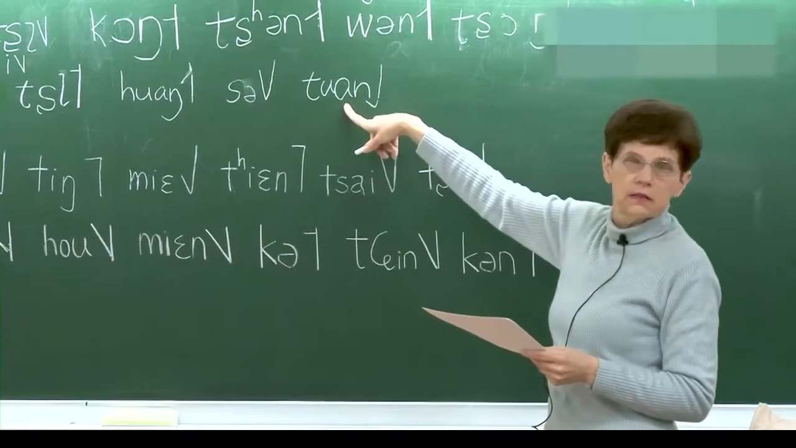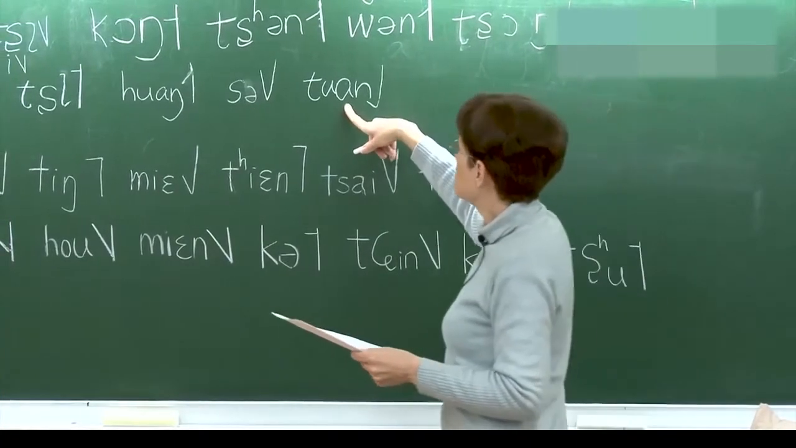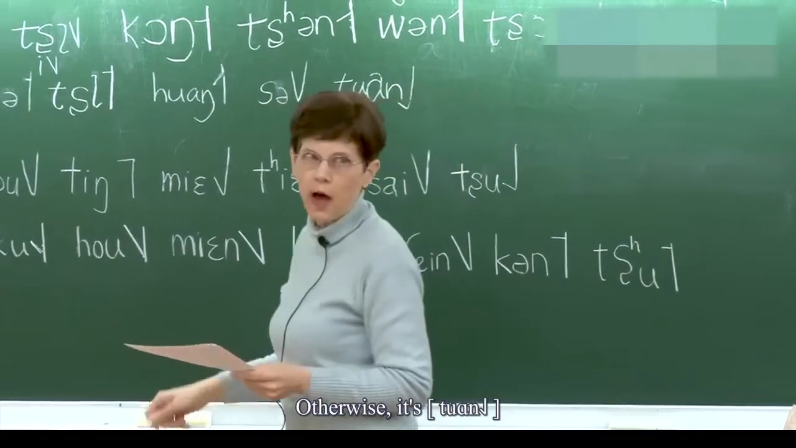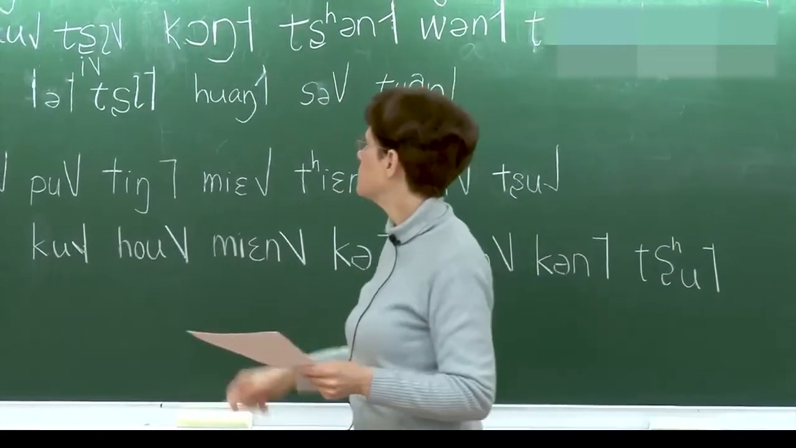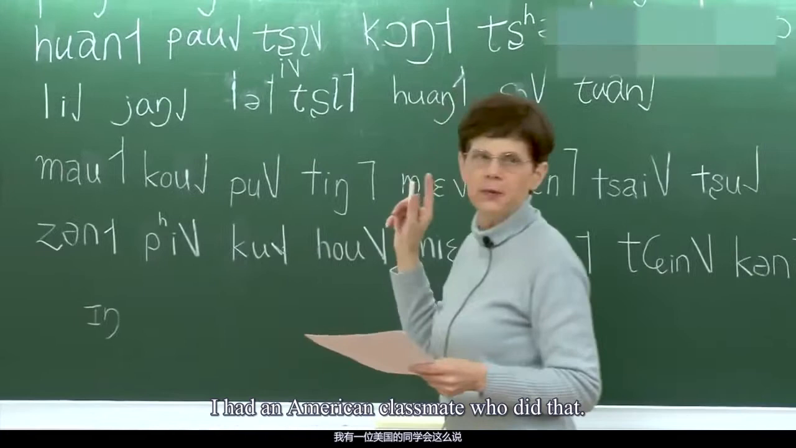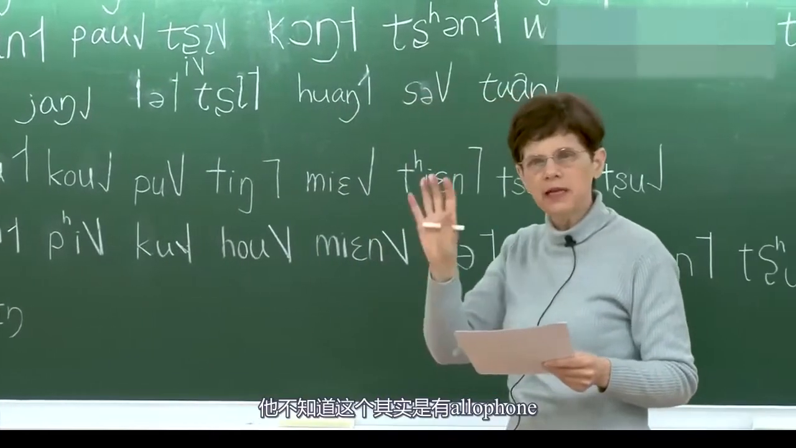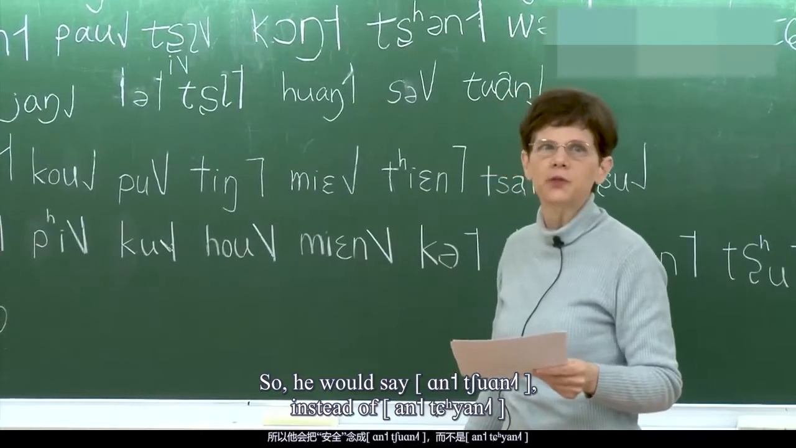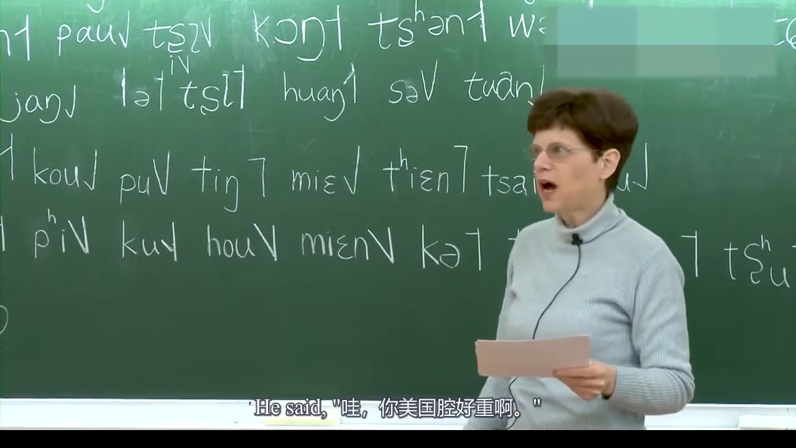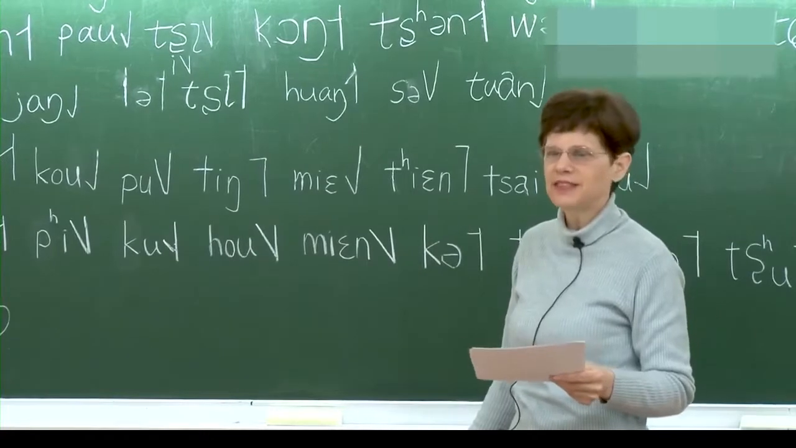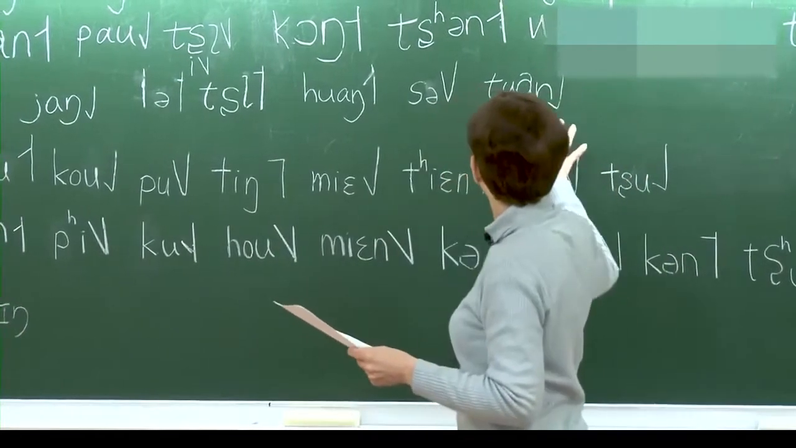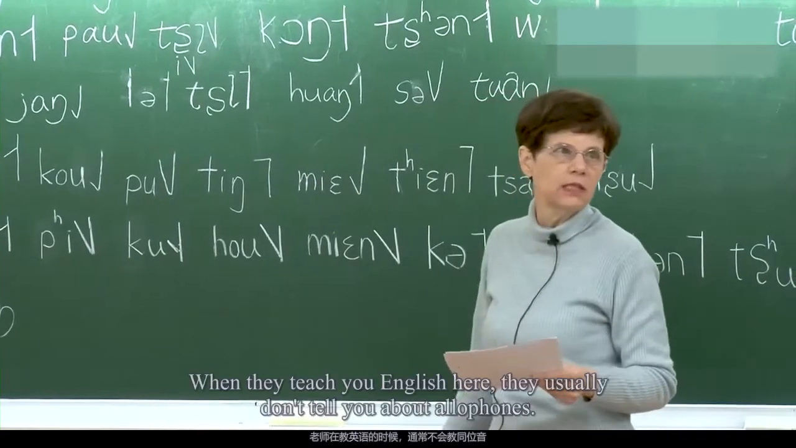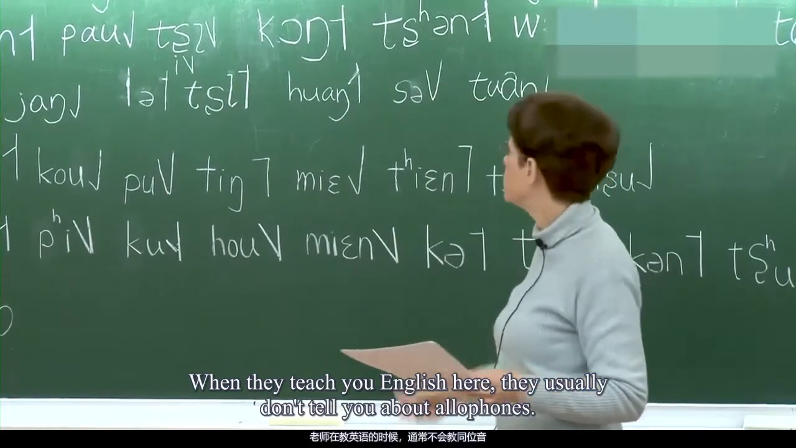短. How about the A? 加个帽子 短. Okay, otherwise it's 短毛. I had an American classmate who did that. 他不知道这个其实是有 allophone. So he would say 安全 instead of 安全. And when I said 安全, he said, 哇，你美国腔好重啊，安. It sounded like ah. They don't usually teach us about allophones. You have to pick it up yourself. And the same is true of English. When they teach you English here, they usually don't tell you about allophones.